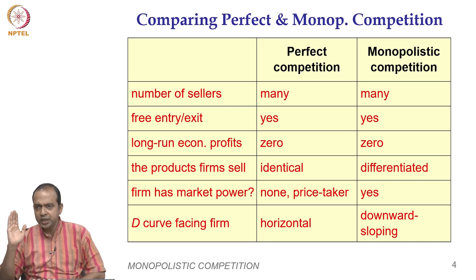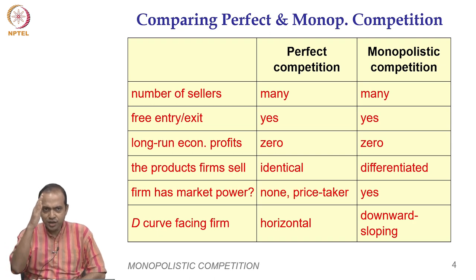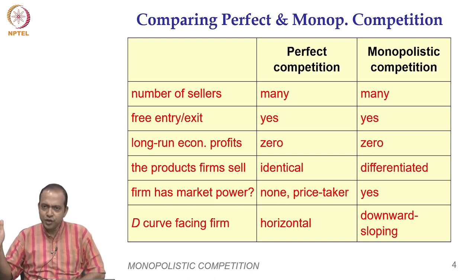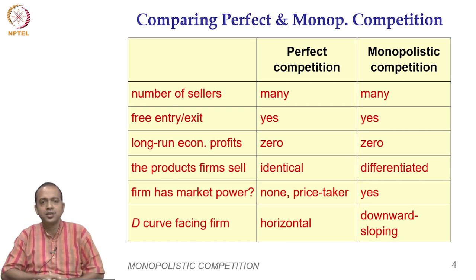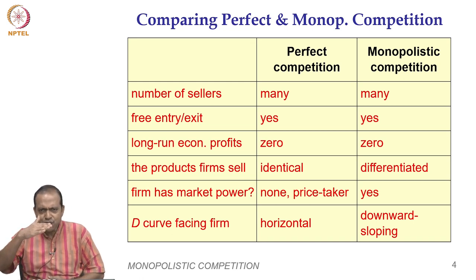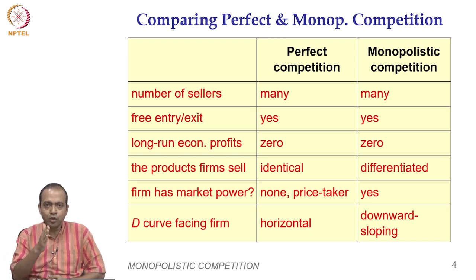See, in pure monopoly, there are no substitutes. So, obviously, if there are no substitutes, elasticity of demand is much less, as a result of which the demand in a monopoly market is very steep. On the other hand, in a monopolistically competitive market, demand is downward sloping, but since substitutes are available, the elasticity of demand in a monopolistically competitive market is larger than monopoly. So, the demand curve is downward sloping, but a little flatter than what the monopolist experiences.